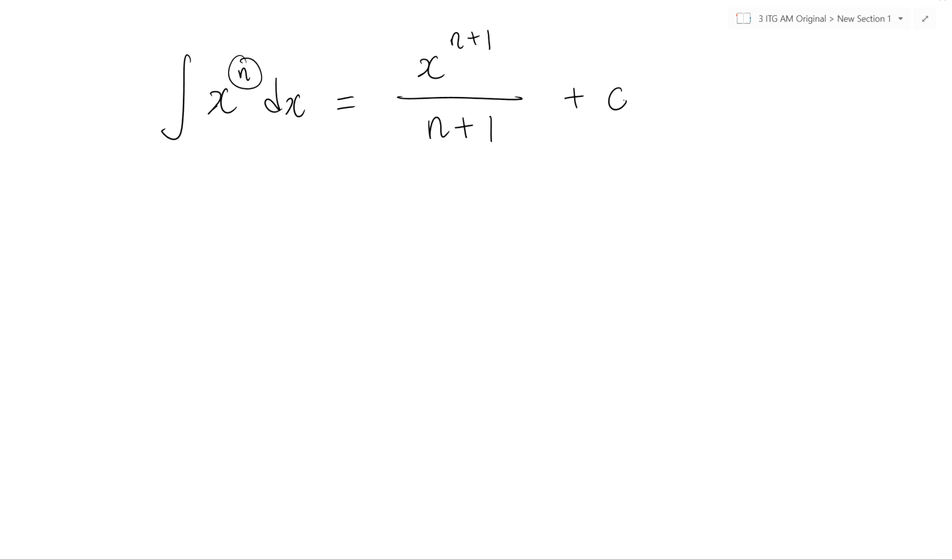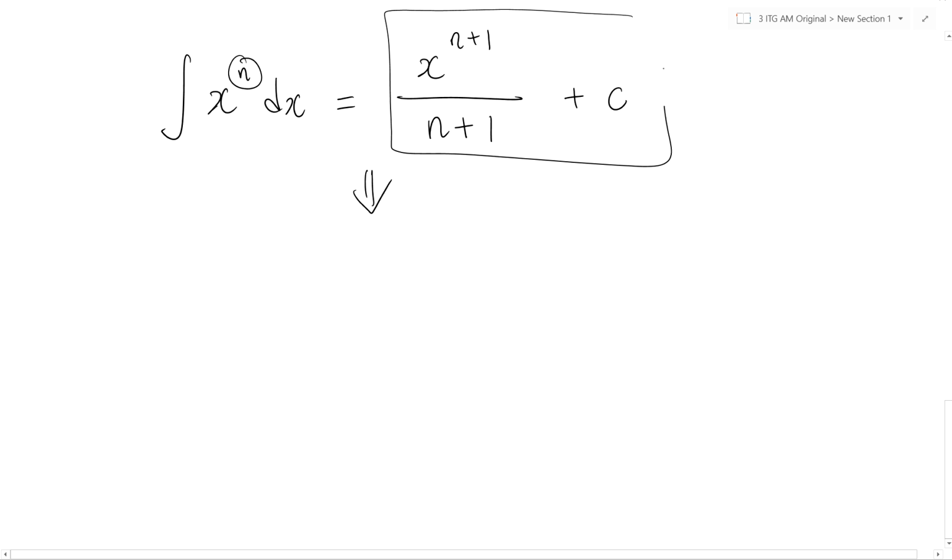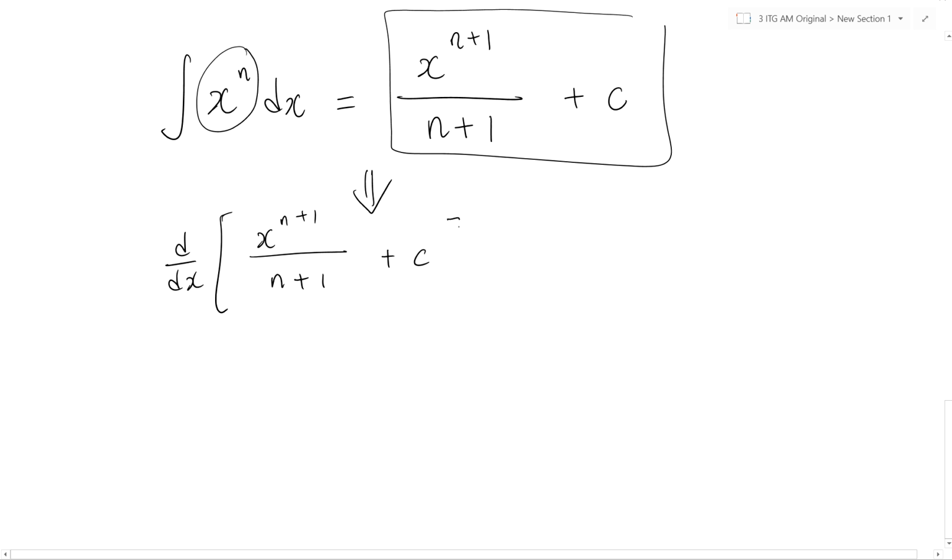Okay, so just to do a quick check, we're going to try and differentiate our right hand side. We see whether we get our x to the power of n. Okay, so let's differentiate with respect to x. On the right hand side we have x to the power of n plus 1 over n plus 1 plus c. So differentiating this, it is the same as 1 over n plus 1.